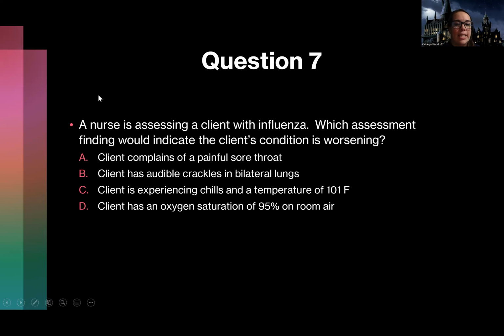All right, last but not least, question 7. A nurse is assessing a client with influenza. Which assessment finding would indicate the client's condition is worsening? So this is like the opposite of that first question where I was asking you what's expected. This is saying, how do you know it's getting worse?